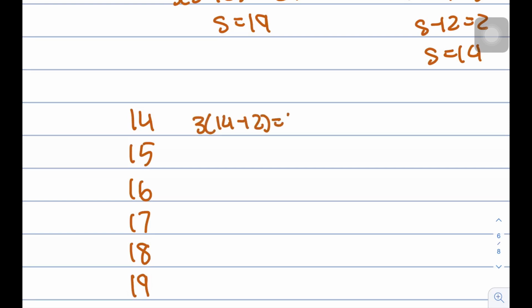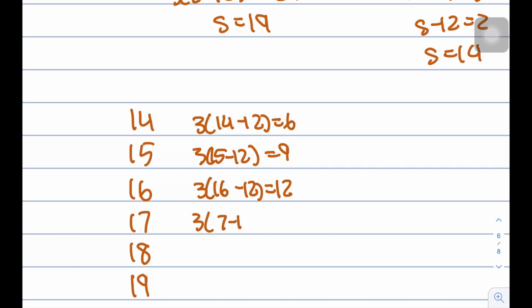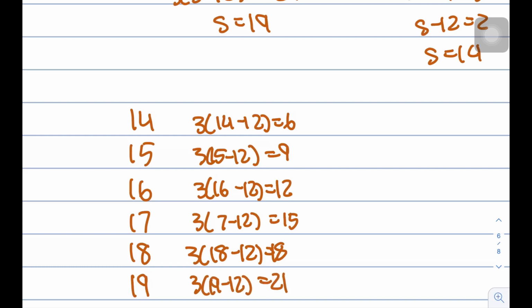So this is 3 multiplied by 4 minus 12, which is 6. 3 multiplied by 5 minus 12, 15 minus 12, which equals 9. 3 multiplied by 16 minus 12 equals 12. 3 multiplied by 17 minus 12 equals 15. 3 multiplied by 18 minus 12, which equals 18. 3 multiplied by 19 minus 12 equals 21.